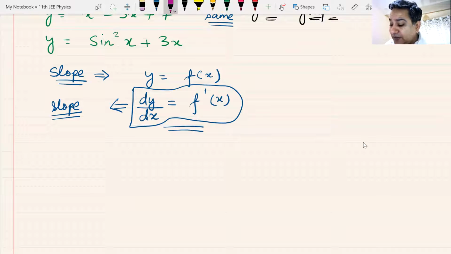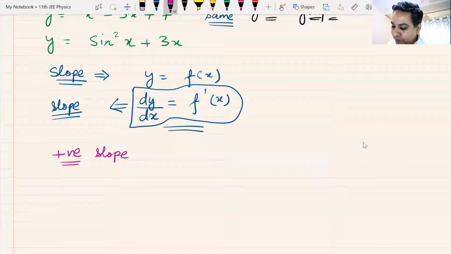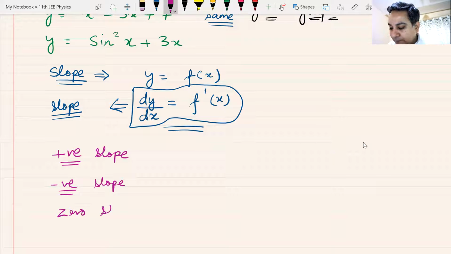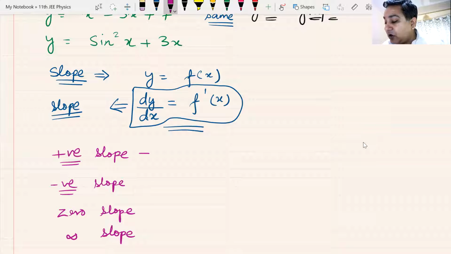Now we also had seen different types of slope. We had seen positive slope graph. We had seen negative slope graph. The third type of graph is a zero slope graph. And the fourth type of graph was an infinite slope or an undefined slope graph.